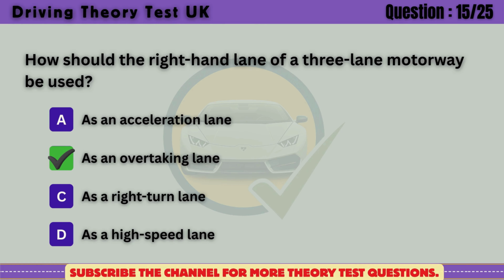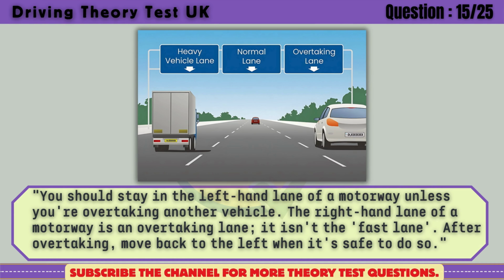Answer is B. As an overtaking lane. You should stay in the left-hand lane of a motorway unless you're overtaking another vehicle. The right-hand lane of a motorway is an overtaking lane, it isn't the fast lane. After overtaking, move back to the left when it's safe to do so.